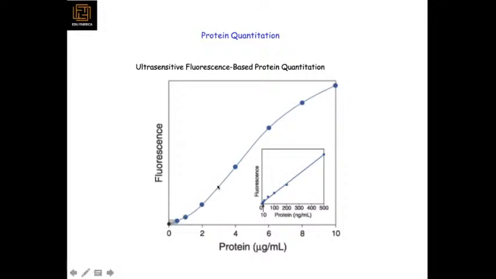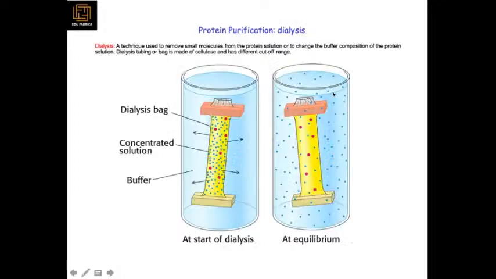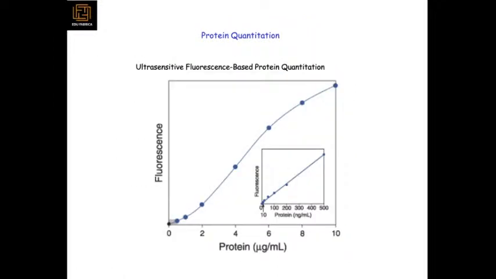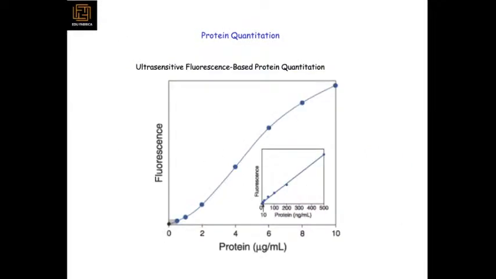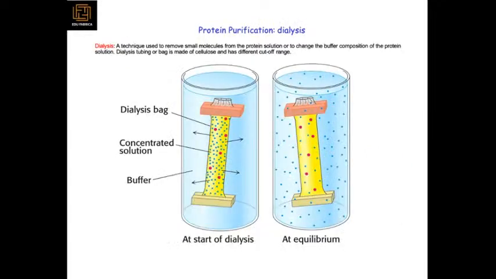This graph is created with the help of a standard curve. So now we are done with the isolation part. We are done with the quantitation part, the quantification part. Now comes the purification part.